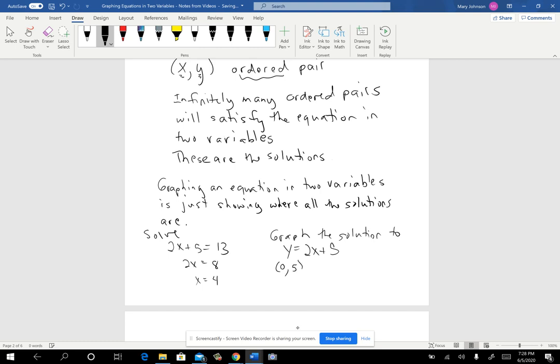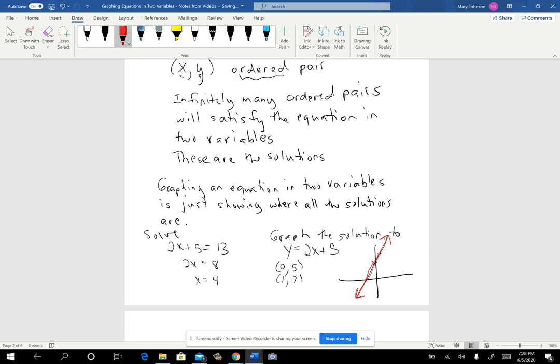So like (0, 5) and (1, 7) are a couple of the solutions. And so graphing an equation in two variables is equivalent to solving, because what you're really doing is showing people that along this line are all the ordered pairs that satisfy that equation in two variables. Okay, so that's the big idea, that the ordered pairs that you find are ordered pairs that satisfy the equation, and that those turn out to be points on the graph of that line.